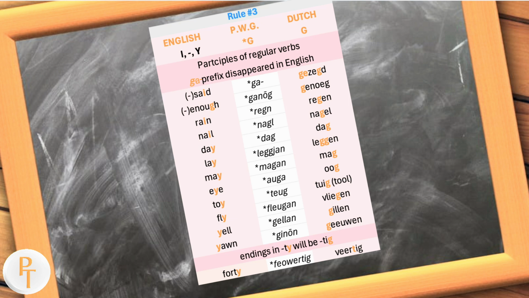Let's read a few examples. Enough, genoeg. The G comes back and the last G is pronounced, whereas in English it's not. Rain, regen, nail, nagel, day, dag, lay, leggen, may, mag, eye, oog, toy, tuig. Tuig with the meaning of a tool or trinket. Fly, vliegen, yell, gillen, yawn, geeuwen. Words ending in -ty, in Dutch would be -tig. You don't pronounce the I as an E, but more like "ich".